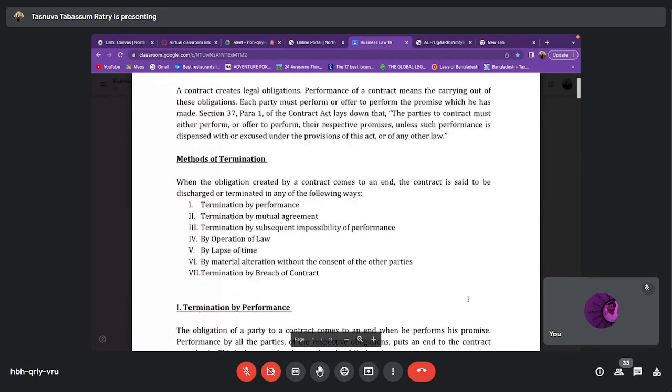Fifth is termination by lapse of time. So we all know that a contract is formed for a specific time period. After the specific time period expires or passes, the contract generally lapses. So that's what we call termination of the contract by lapse of time.